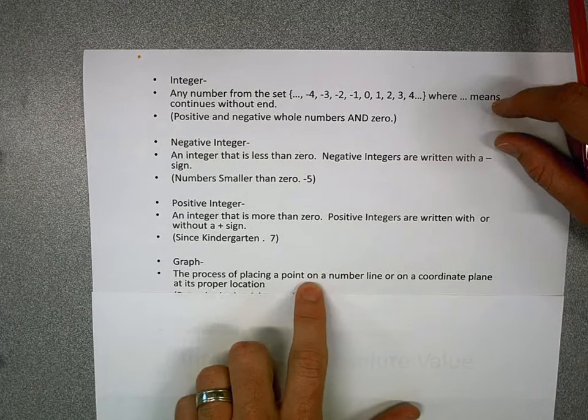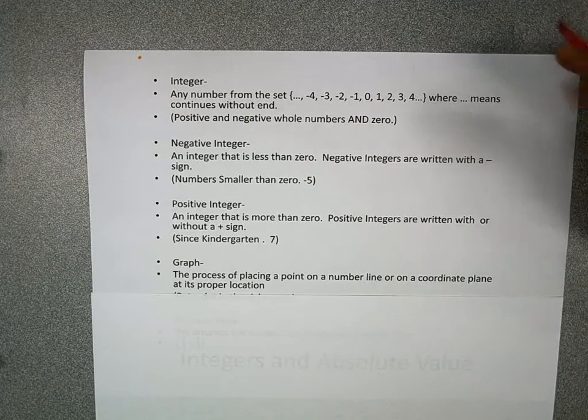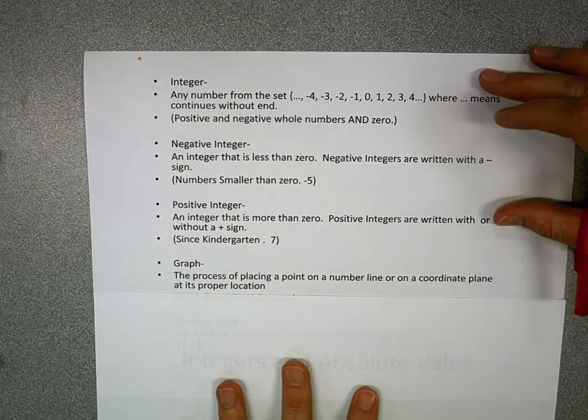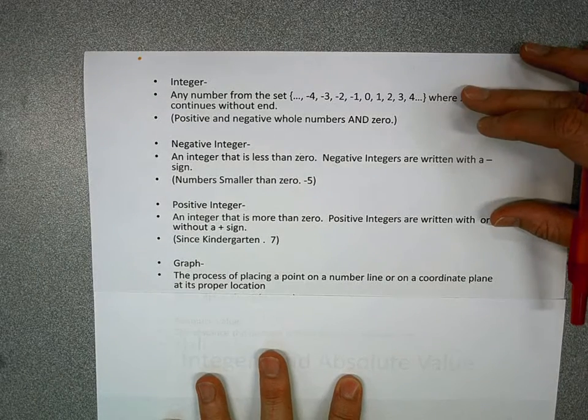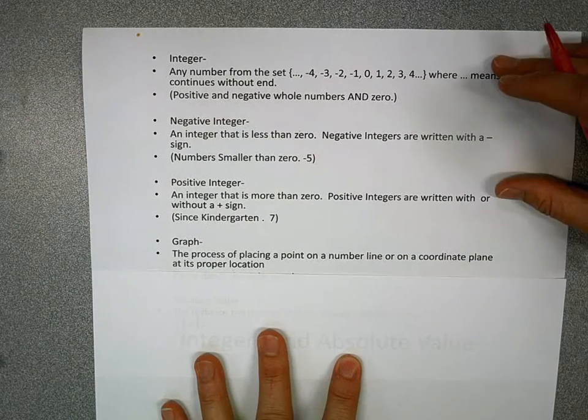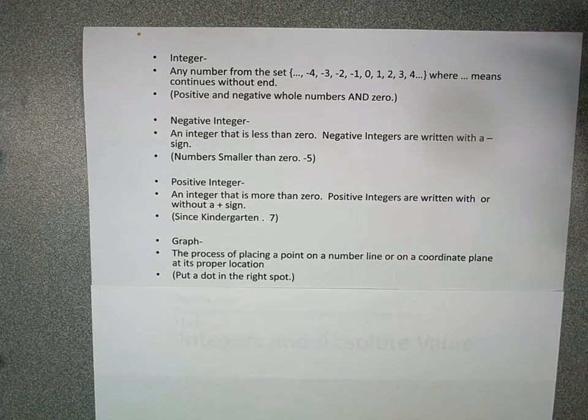Okay, on the number line. You might even want to take note of the word on. It's on the number line. So the little saying I have that might help you remember a little bit better than this longer definition is this: put a dot in the right spot. So that spot is on the number line. You're just placing a dot or placing a point right on the number line, wherever it's asking you to place it.